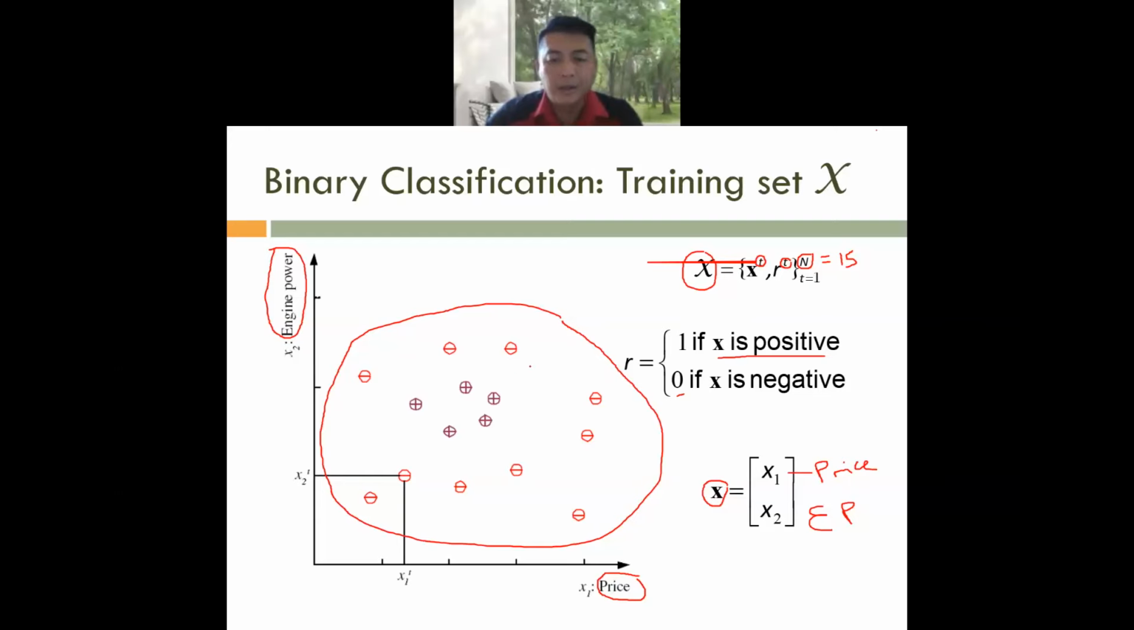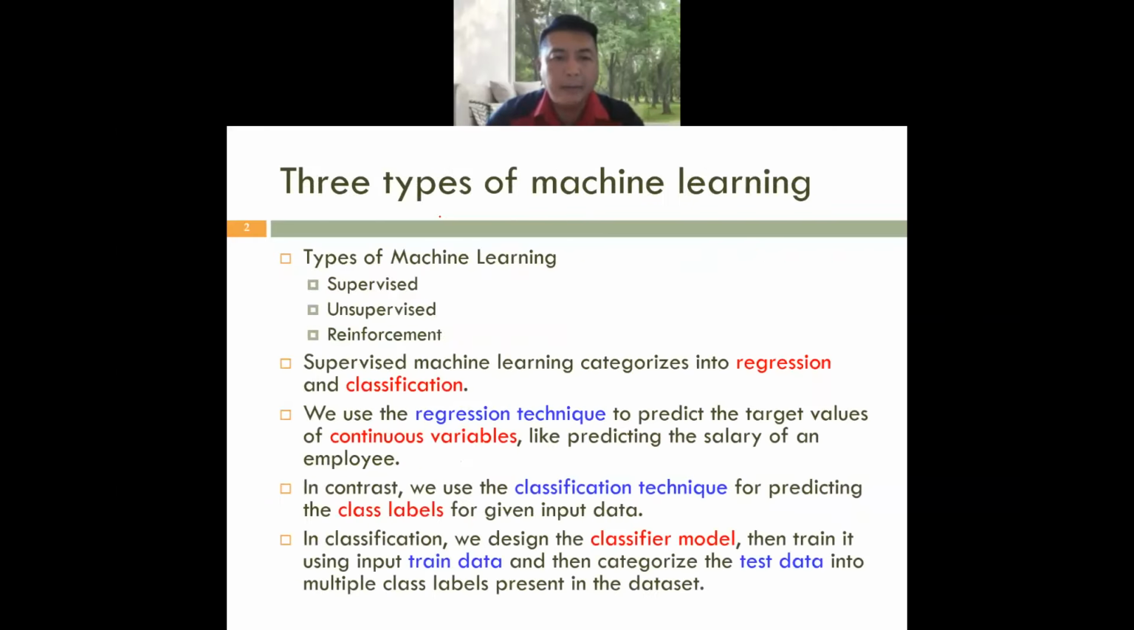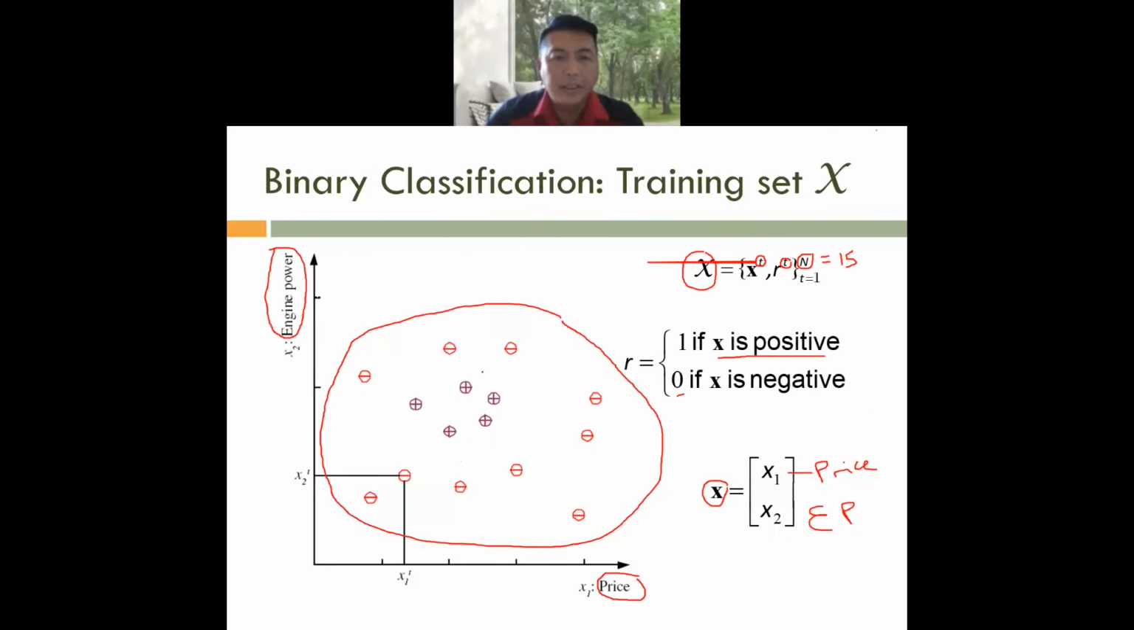Okay. Any questions so far? If you're okay, can you type number 1? Okay. If we highlight the area that we want to focus, it is this area. So this is the area that we want to focus.